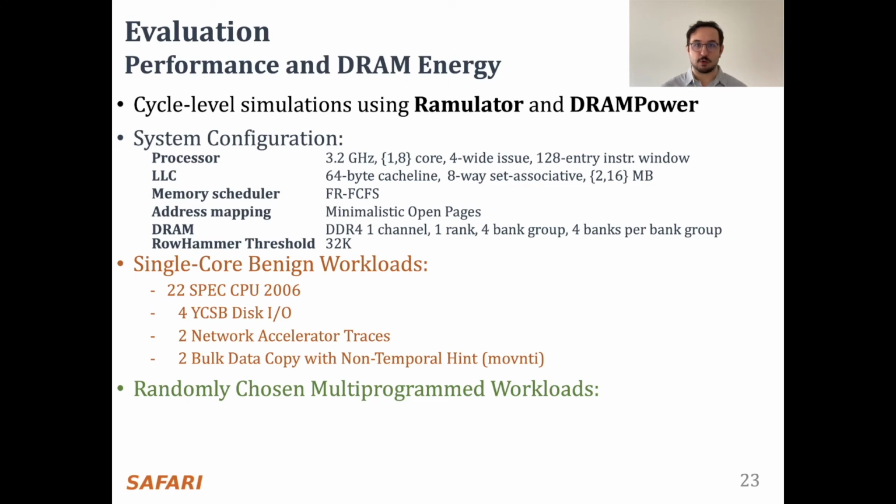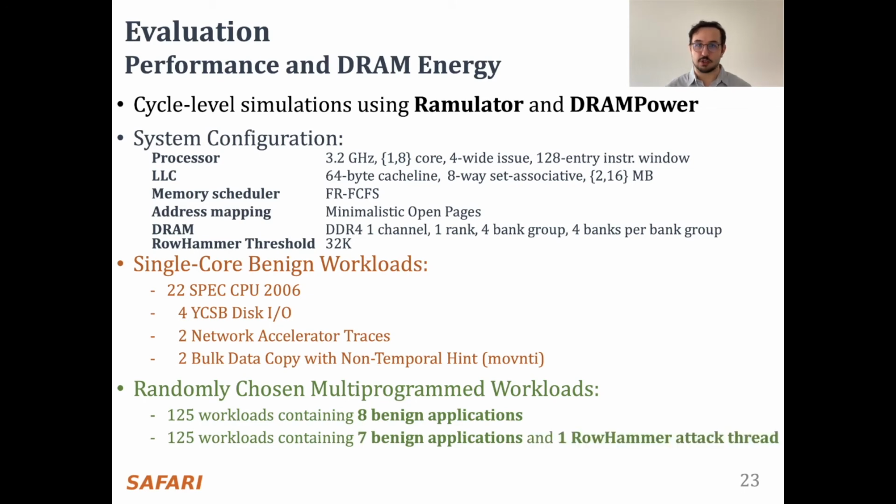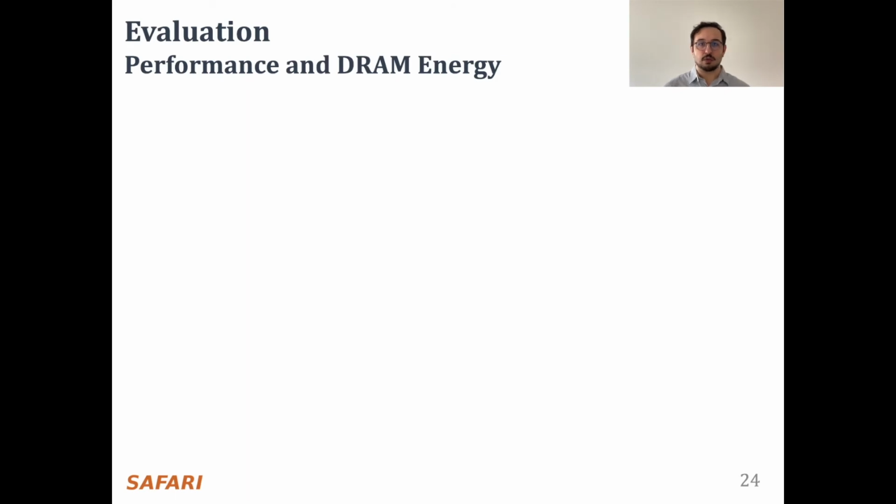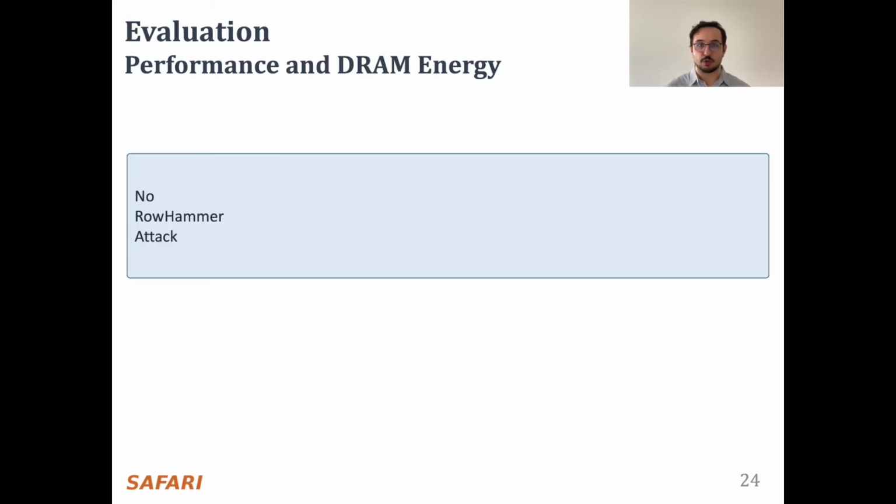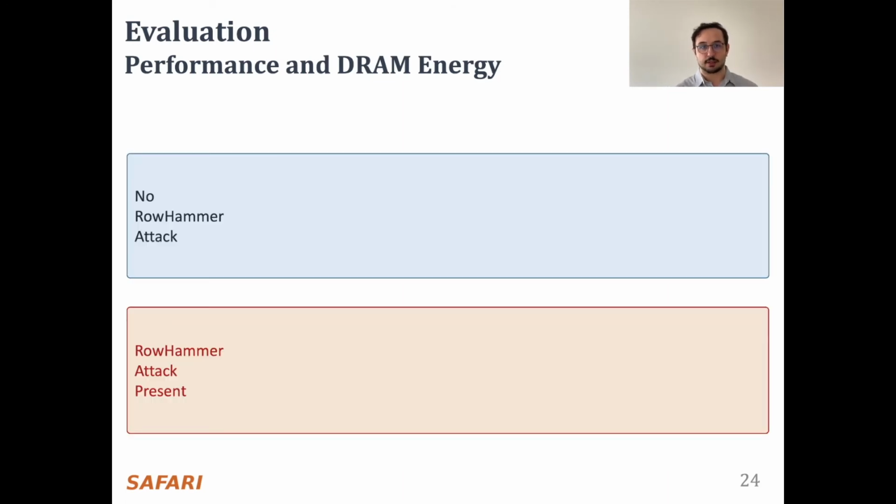To evaluate the performance and DRAM energy consumption, we conduct cycle-level simulations using Ramulator and DRAMPower for two types of 8-core multi-program workloads: workloads that contain 8 benign applications, and workloads that contain 7 benign applications along with one thread performing a RowHammer attack. We evaluate BlockHammer and compare against 6 state-of-the-art RowHammer mitigation mechanisms for multi-program workloads, when there is no RowHammer attack and when there is a RowHammer attack present.